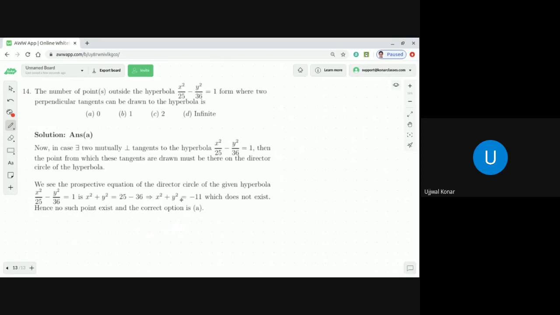Correct, na? How come it is possible? A square cannot be negative, na? Yes, sir. Are you getting the point, dear Pratik? Hello? Hello, Pratik? Okay. So, it doesn't exist, so no such point exists. Hence, the correct option is eventually A. I hope I can go to the next question. Yes, sir. Got it, right, Pratik? Yeah, great.